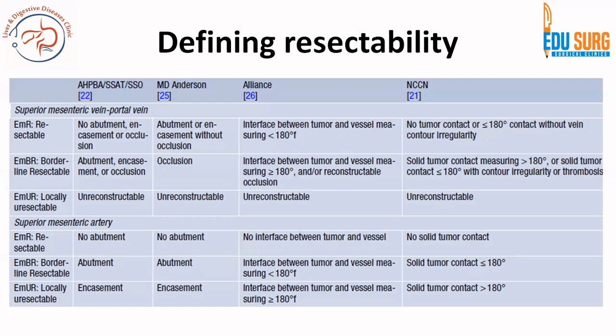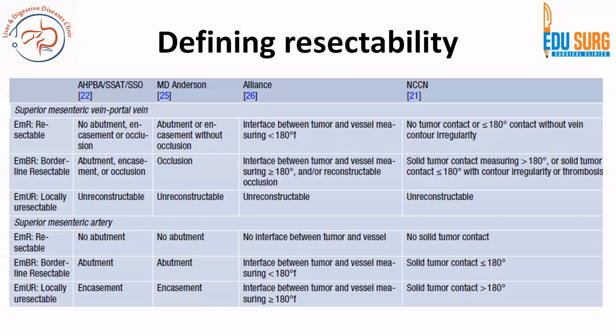So MD Anderson, NCCN, AHPBA, SSAT, there are a lot of groups that have given these criteria. But simply what we usually follow is the NCCN criteria. In resectable cases, the superior mesenteric vein, portal vein junction is not involved by the tumor, or there is less than 180-degree contact without change in the shape of the tumor. Okay. So locally unresectable is where the involvement is unreconstructible, and all cases in between, whether it's abutment, more than 180-degree involvement, tumor thrombus, or a reconstructible occlusion is borderline resectable.